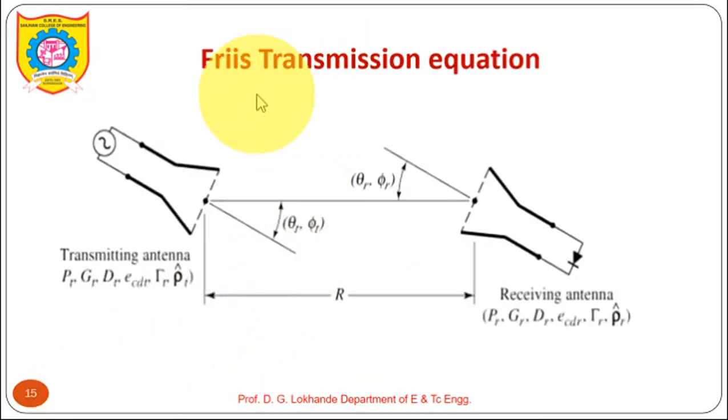Now the Friis transmission equation. In that we can see the transmitting antenna and the receiving antenna, where all components are available for both, and the transmitting and receiving antennas are separated by the distance r. So these are the transmitted power, transmitting gain, directivity of the transmitting antenna, then the efficiency, then the reflection coefficient, and this is the rho t component.